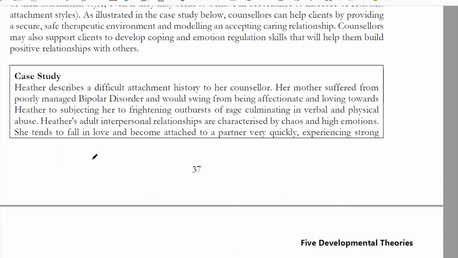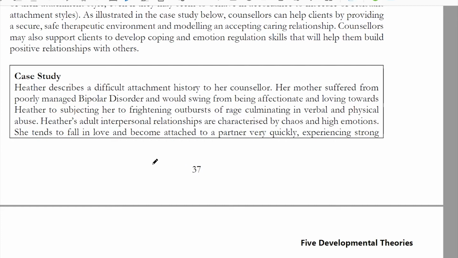Heather describes a difficult attachment history to her counselor. Her mother suffered from poorly managed bipolar disorder and would swing from being affectionate and loving towards Heather to subjecting her to frightening outbursts. Like rage, sudden releasing. It's sort of like a release of something. A rage culminating in verbal and physical abuse.